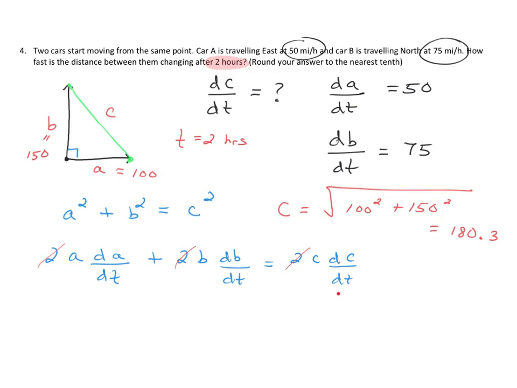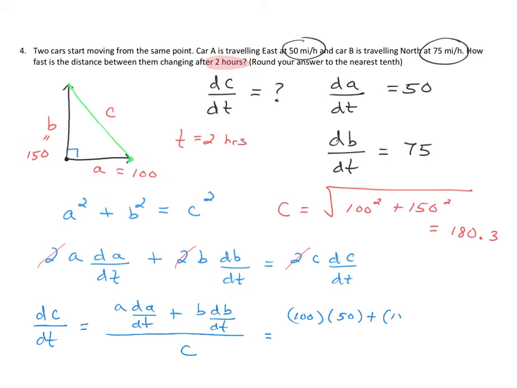I'm going to put all this information into this equation. The only thing I won't know is dc dt, and we can solve for it. So what I'm going to do is divide both sides by C. dc dt is equal to A times dA dt plus B times dB dt, all divided by C. If I plug in all these numbers, again, A was 100, dA dt was 50, B was 150, dB dt was 75. C is roughly 180.3.